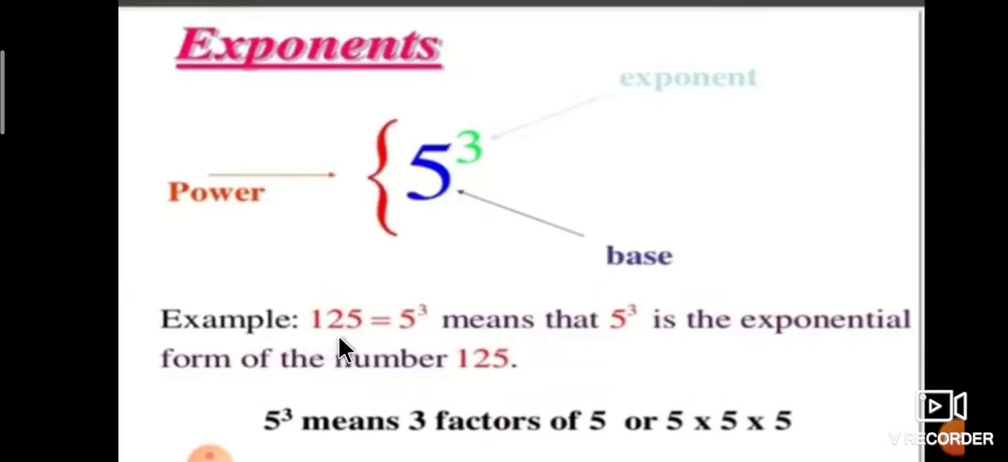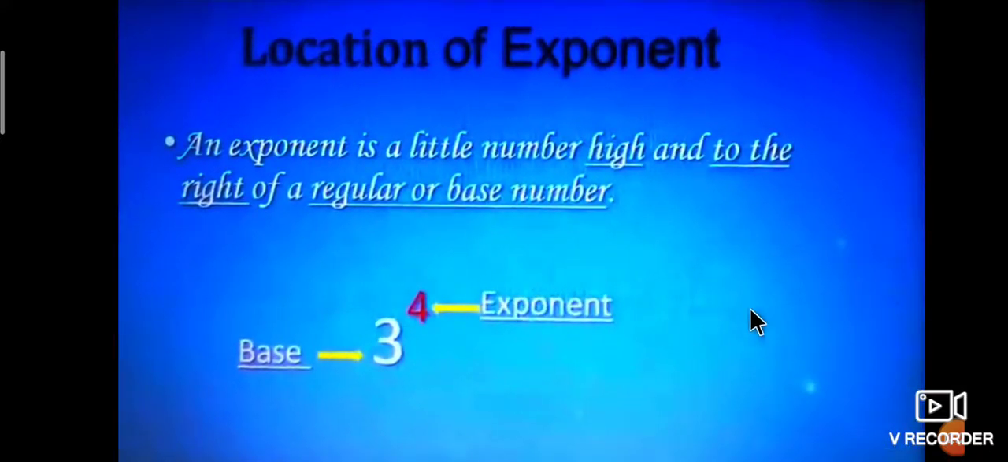For example, 125 is equal to 5 cube, which means 5 cube is the exponential form of the number 125. Therefore, 5 cube means 3 factors of 5, or 5 into 5 into 5. So 5 cube is called an exponent.